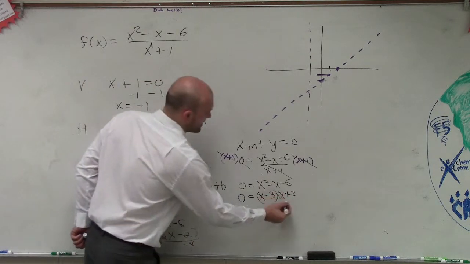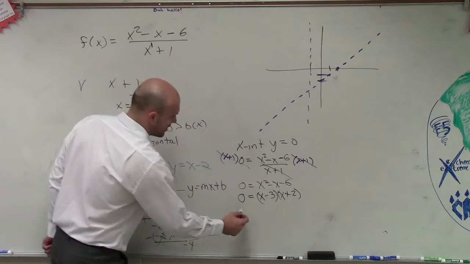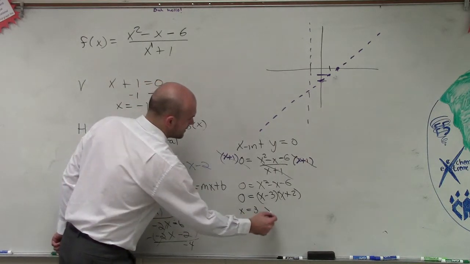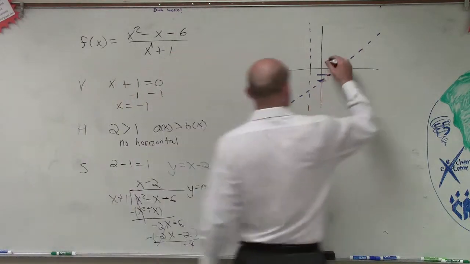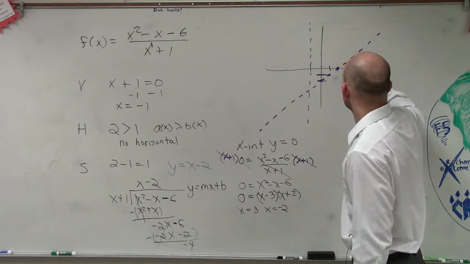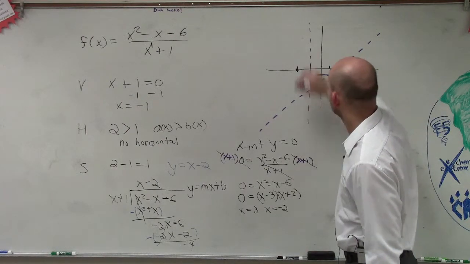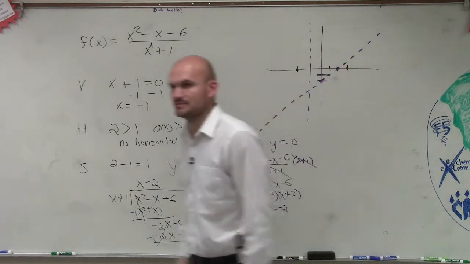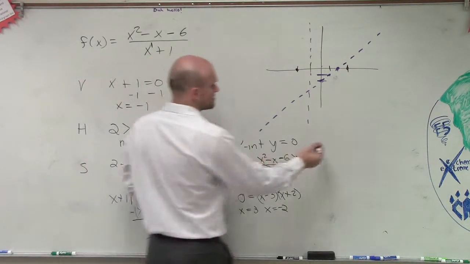So now we have x minus 3, x plus 2. Therefore, my x-intercepts are at x equals 3 and x equals negative 2. So I go over here and I say x equals 3, 1, 2, 3, and x equals negative 2. So I have 2 x-intercepts. All right? Now, let's find the y-intercept.